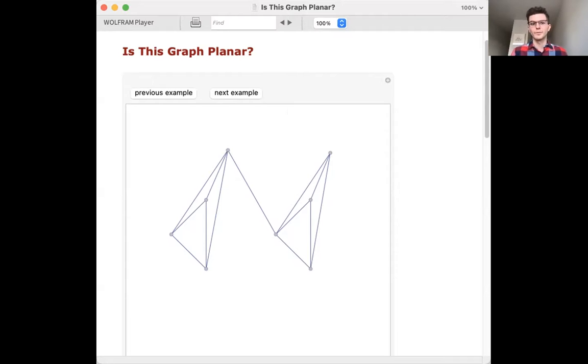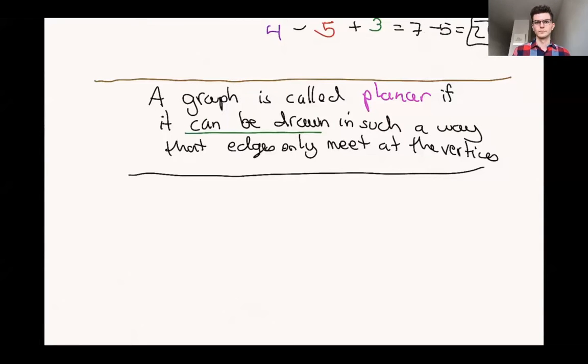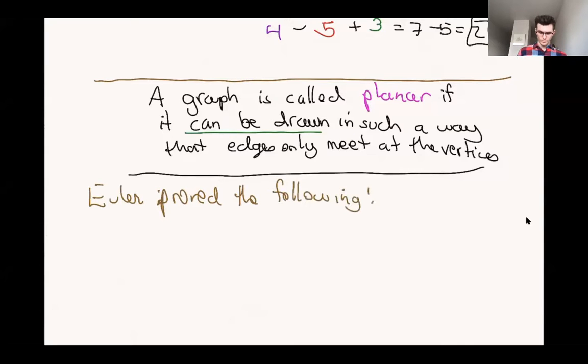And so let me write this down. So what Euler proved, he proved the following. The Euler characteristic of any planar graph is always 2.